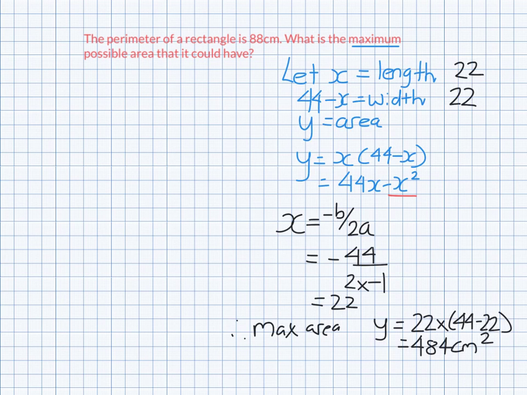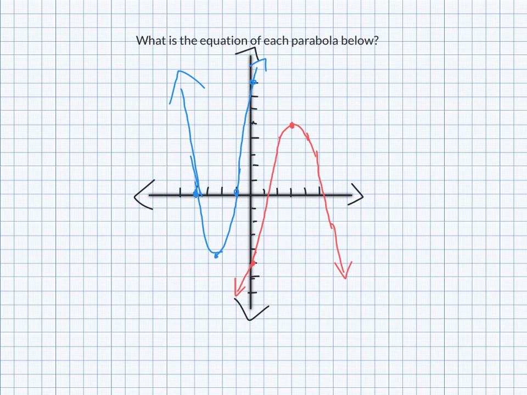Now we're just going to look quickly at finding the equation of a parabola given its graph. We're going to find the turning point of each of these parabolas. Sorry, they're poorly drawn. So let's start with the red one.